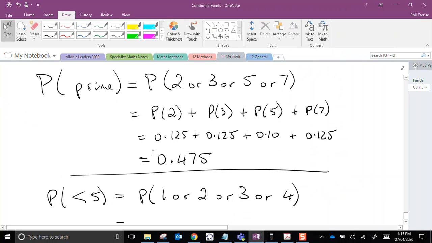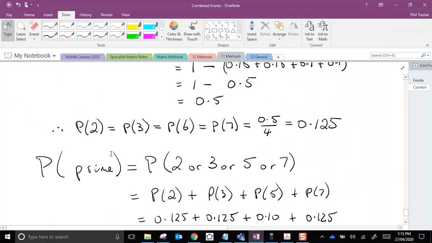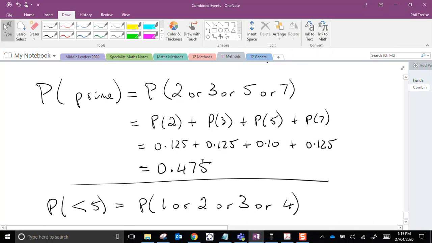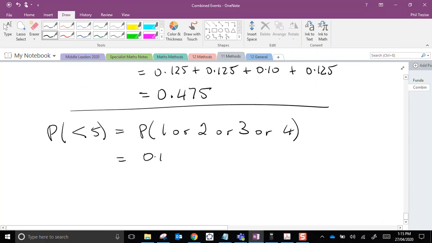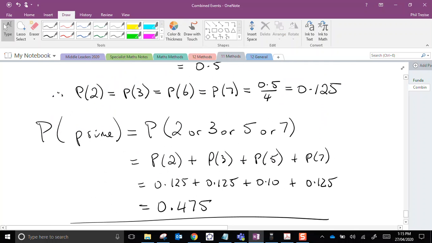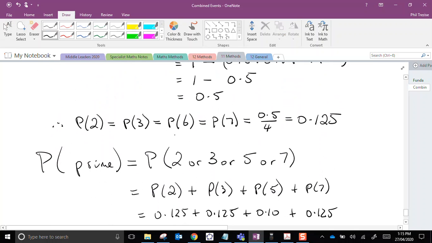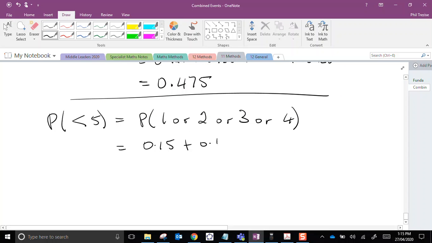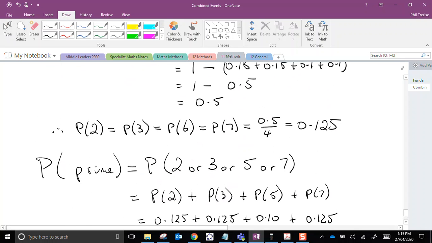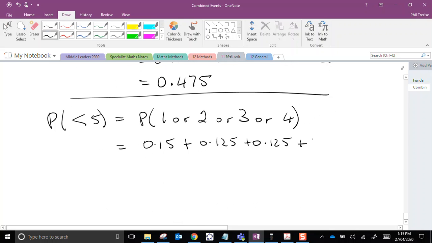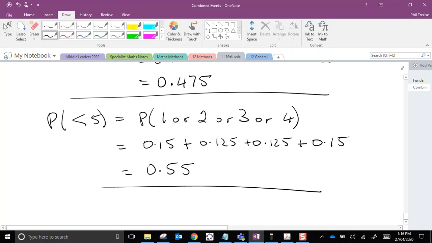Okay, under control. Had a mild panic attack there. Okay, so the chance of a 1 is 0.15. The chance of a 2 and a 3, well, the 2 and the 3 were both 0.125, and the chance of the 4 was also 0.15. So what's this going to end up being? 0.15 and 0.15 is 0.3. That's 0.25. I think together we will have a combined probability of 0.55.